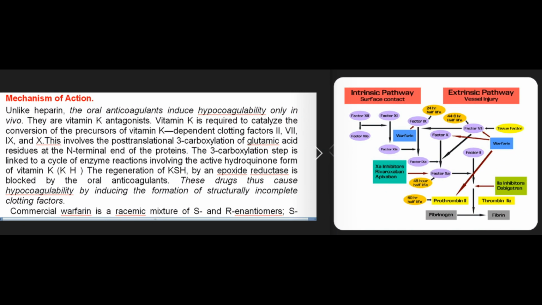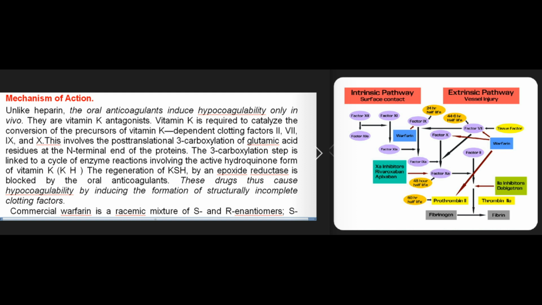Mechanism of action. Unlike heparin, the oral anticoagulants induce hypocoagulability only in vivo. They are vitamin K antagonists. Vitamin K is required to catalyze the conversion of the precursors of vitamin K-dependent clotting factors II, VII, IX, and X. This involves the post-translational gamma-carboxylation of glutamic acid residues at the N-terminal end of the proteins.